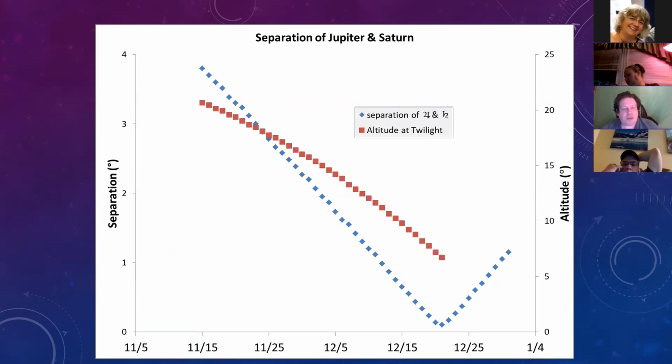So again, I'm just giving a couple of other little tidbits of information. This shows, again, the separation of Saturn and Jupiter as the days progress, the same figure that I've been showing over and over again. And this chart shows the altitude, or how high in the sky those objects will be at twilight. So again, there's this balancing game between making sure that Saturn and Jupiter are nice and high in the sky, because that's when they're most visible, but also closer together so that the visual effect is really neat.